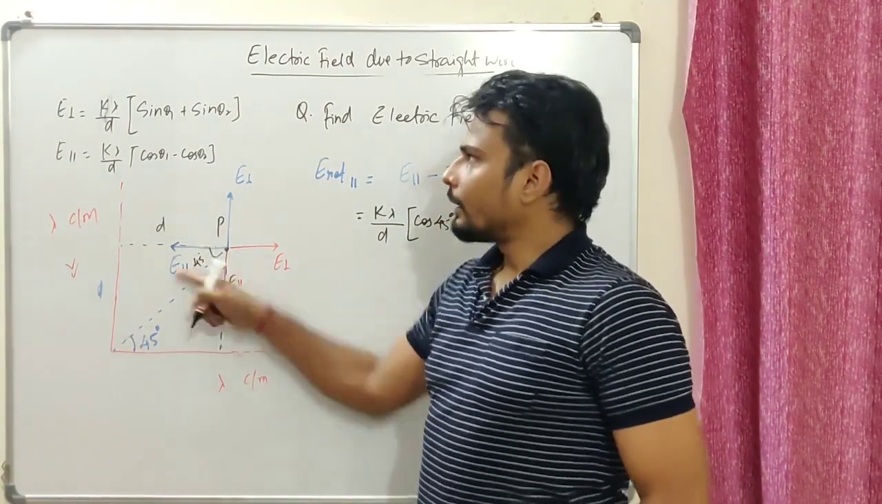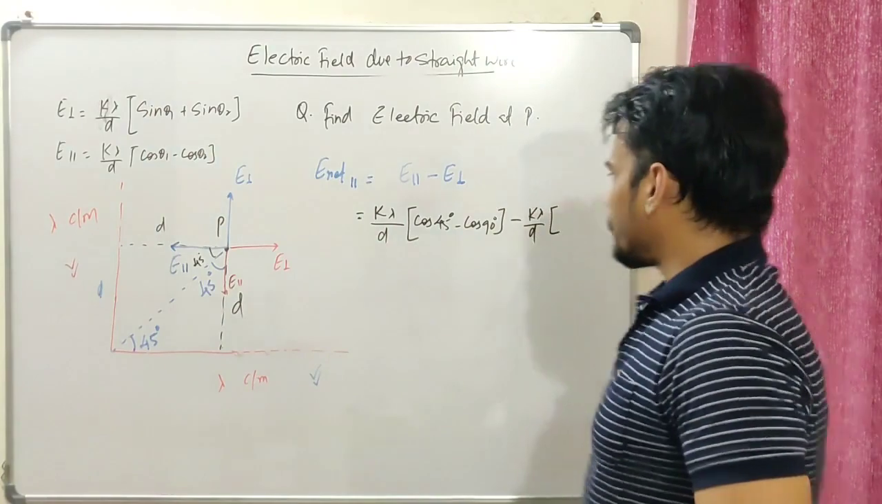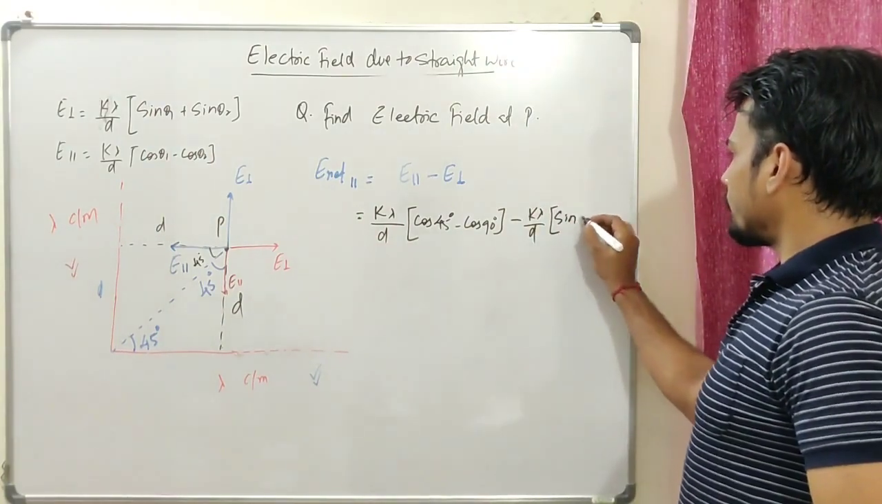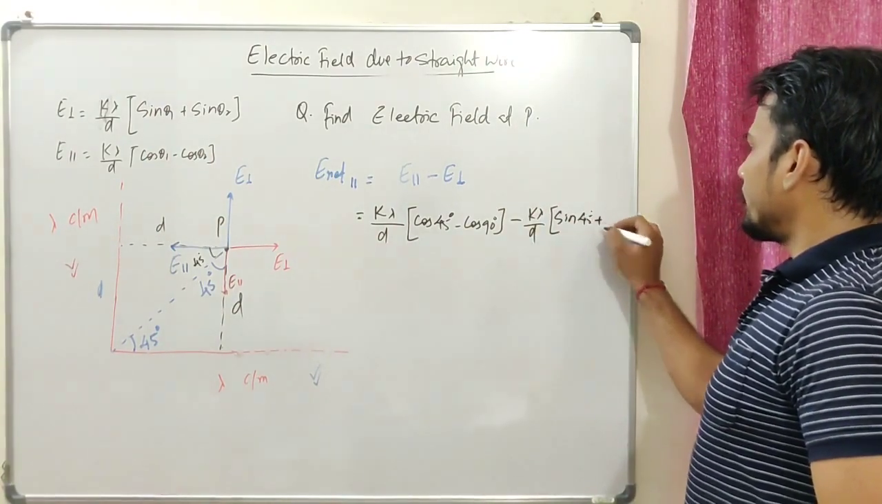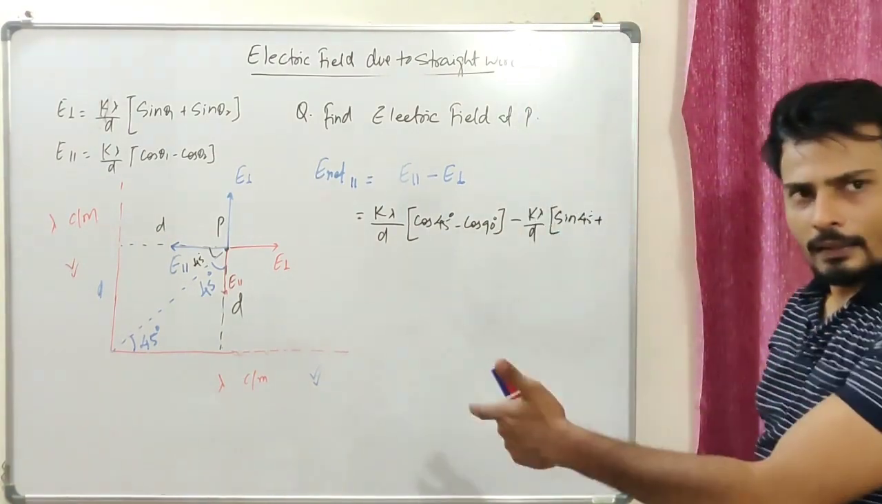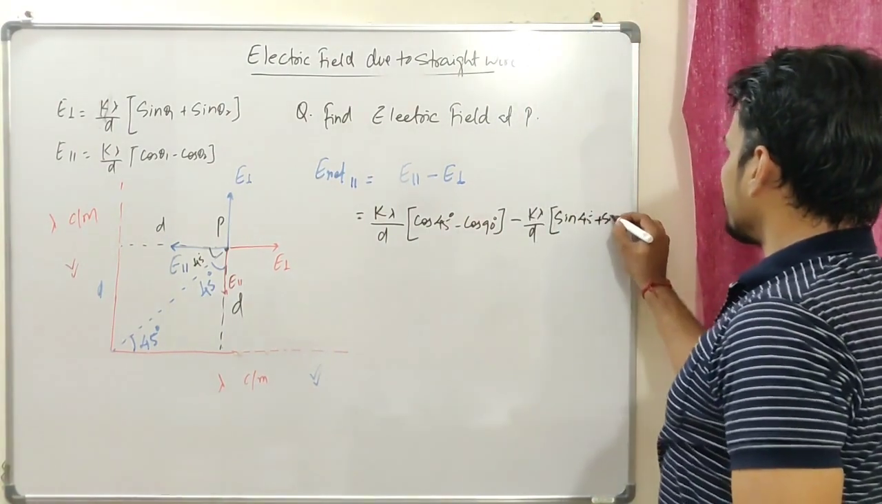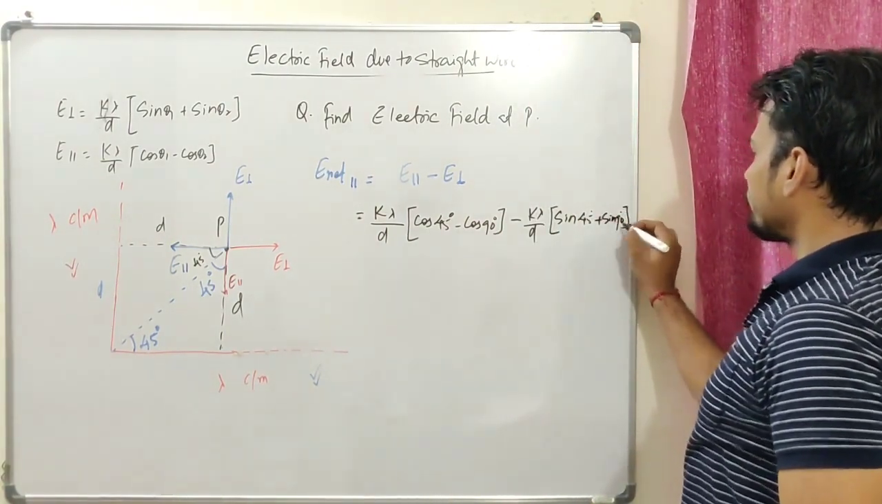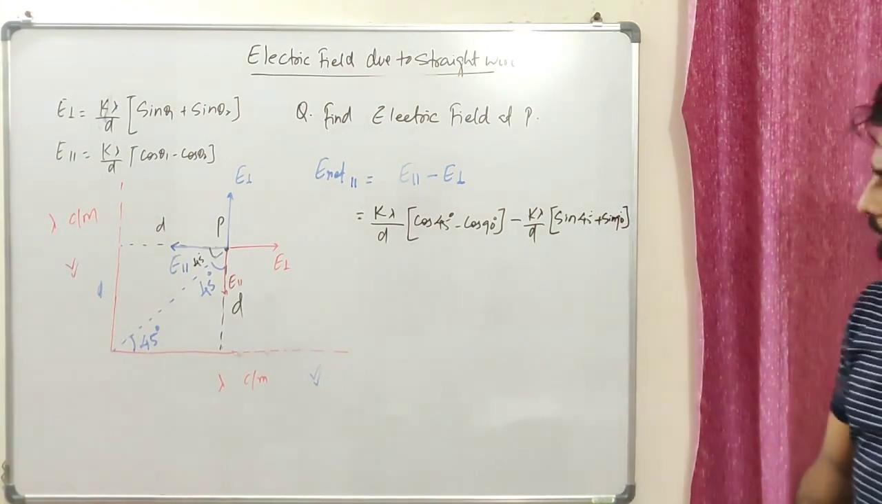because of this wire, that is sin theta 1 plus sin theta 2. So sine of 45 degree, and theta 2 should be how much? 90 degree, right? Sine of 90 degree. I'm sure that should not be a problem to all of you.